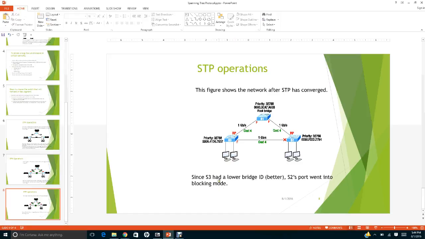So S3 has the lower bridge ID, which is better, so this FastEthernet port will be in the forwarding state, and this one is going to be in the blocking state. So this one becomes blocking mode.